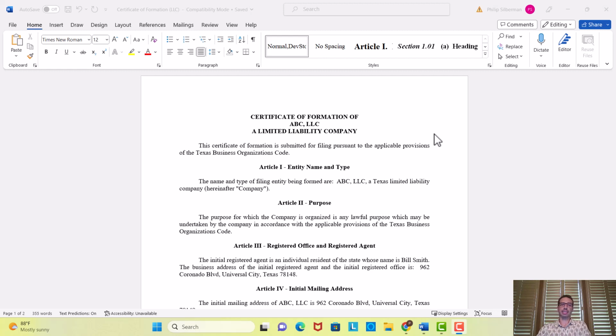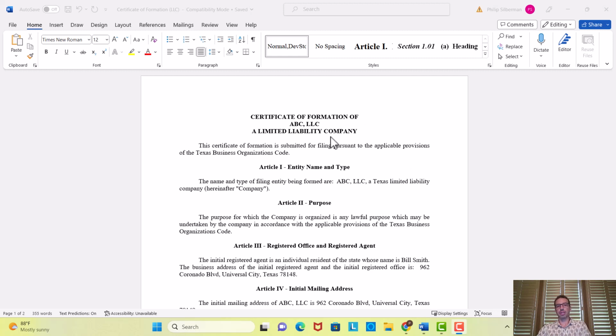LLCs have been around in Texas since 1997, and they've been the preferred entity of most businesses for many years now. The certificate of formation is part of a whole suite of documents that is used to form a limited liability company in Texas. But today, we're just going to go over this certificate of formation, one of the several documents to form an LLC. So with that being said, let's get started.